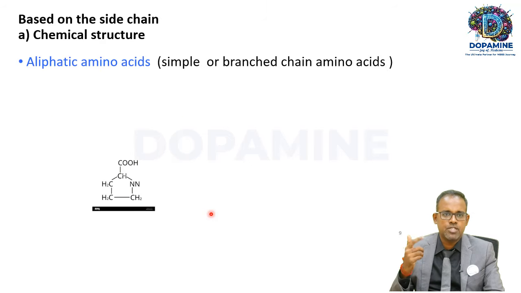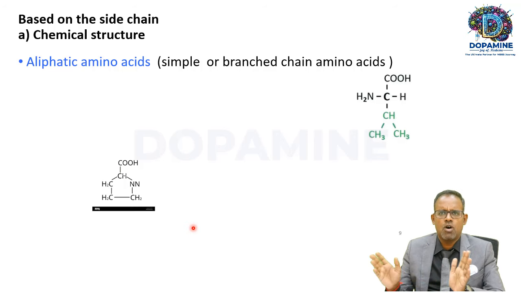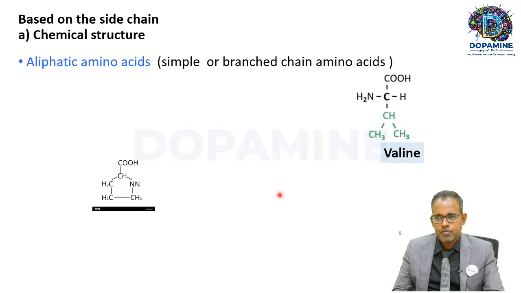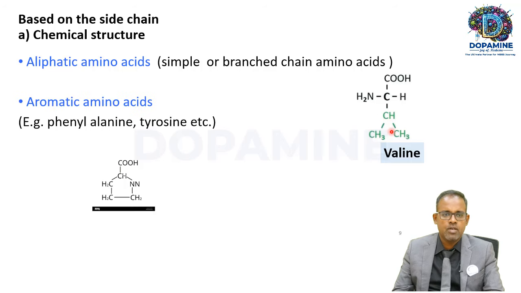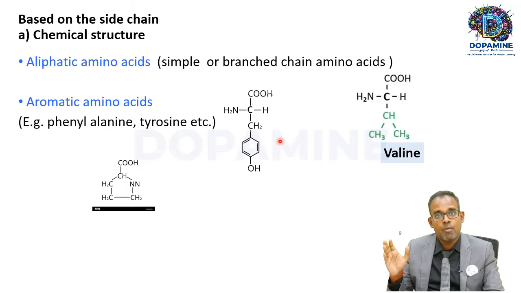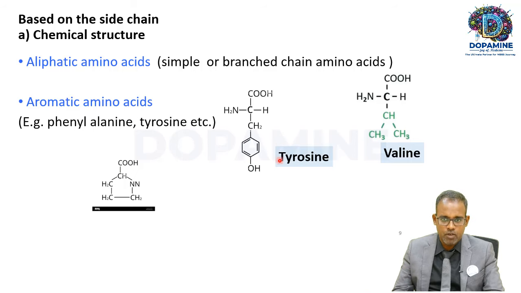For example, based on the chemical structure, first is aliphatic amino acids. They are nothing but simple branched or branch chain amino acids. For example, valine. There is an amino group, there is a carboxyl group, and this is a simple R chain. This is valine. Then aromatic amino acids: if the R group, that is the side chain, has an aromatic ring in its structure, for example, tyrosine is an aromatic amino acid. Then there is something called imino acids, which is proline.